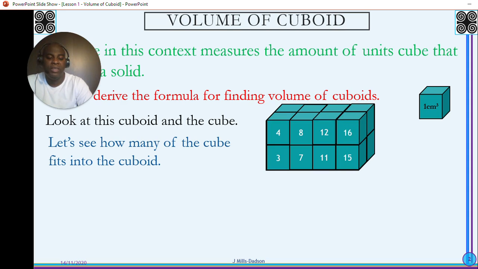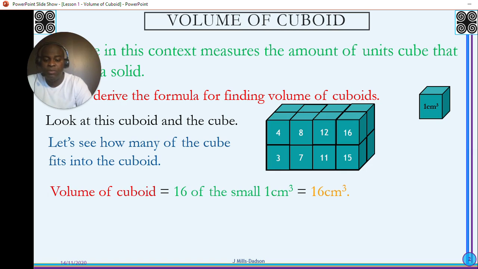So you could see that I could fit 16 of the smaller 1 cm cube into the cuboid. So the volume of the cuboid could be written as 16 of the small 1 cm cube, or 16 cm cube.